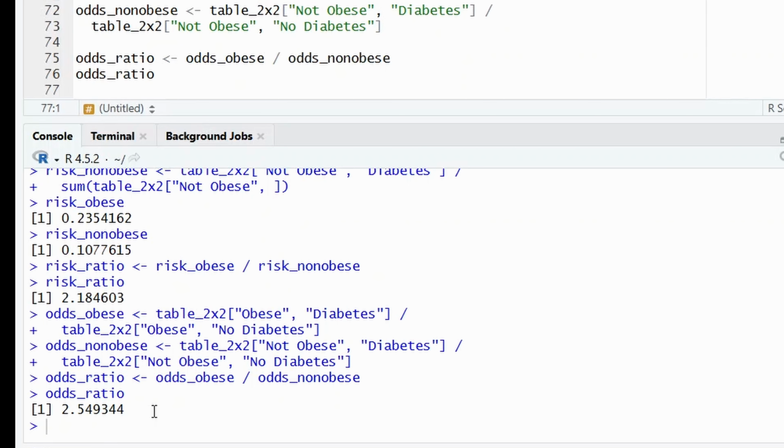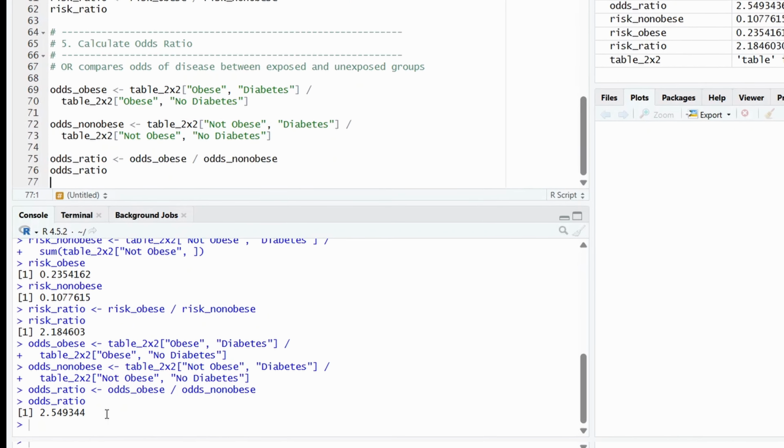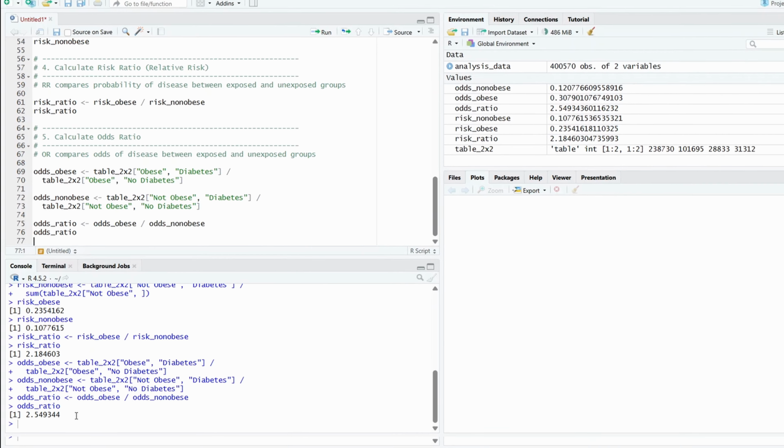This analysis suggests diabetes is more than twice as common among adults with obesity. Obesity appears strongly associated with diabetes at the population level. From a public health perspective, this supports obesity prevention programs, community-level nutrition interventions, physical activity promotion, and early diabetes screening in high BMI populations. This is how surveillance data translates into policy and prevention strategies.